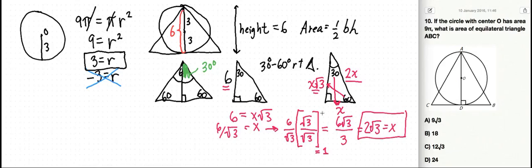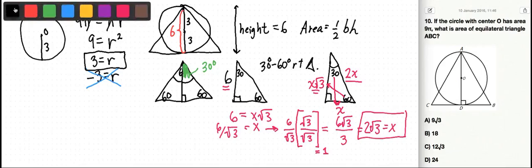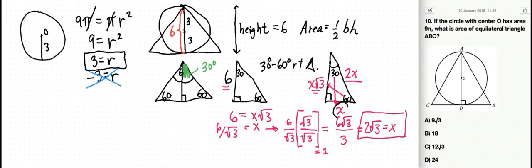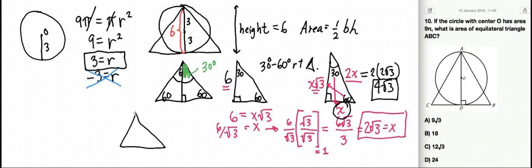But remember, x is that side there. We want 2x, because 2x is the length of the side of the triangle. So if that's x and that's 2x, you double it: 2 times 2 root 3. That becomes 4 root 3. This is very important. This is the side of the triangle. And if we come here, each side is 4 root 3, because it's equilateral, so these are also all equal.